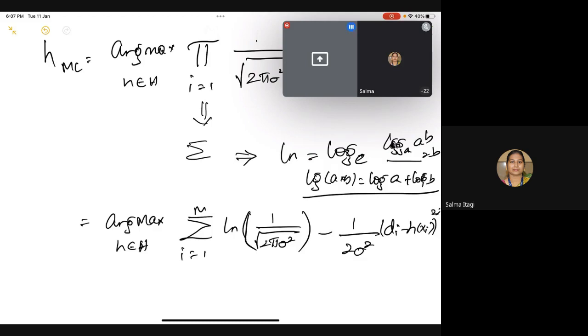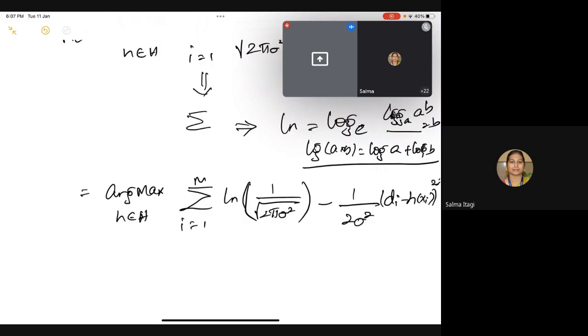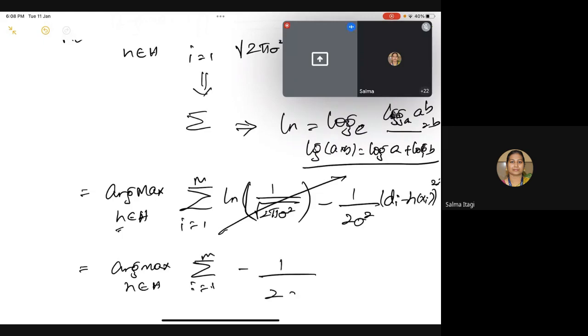Okay, now given a hypothesis, standard deviation is constant, so I'm just going to eliminate it out of the summation. It doesn't have a lot of effect, right? Eventually I'm just going to even try to eliminate this, but let me do it step by step. So I'm just going to eliminate it as a constant. Okay, and it becomes 2 sigma square di minus h of xi whole square.